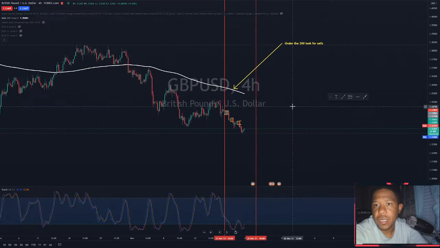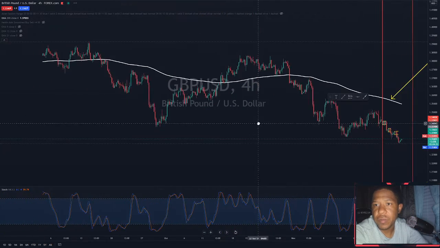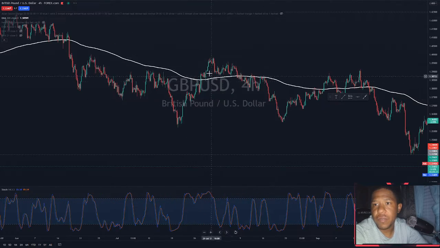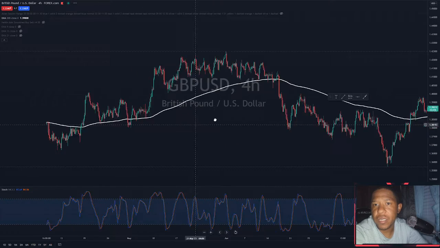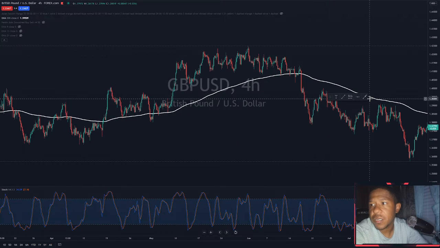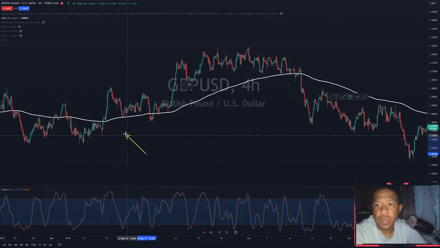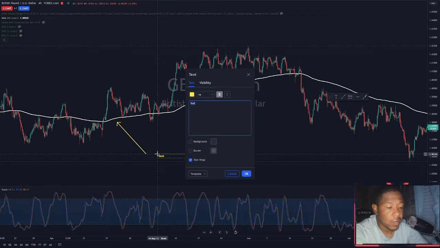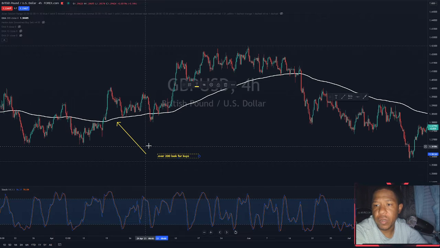All right, let me go and find another one. Let's see if we can find some. Look here. Over the 200, over the 200, over 200, look for buys. Plain and simple, that's what I look for. Of course, there's a few other things involved, but that's pretty much plain and simple what I look for, right?